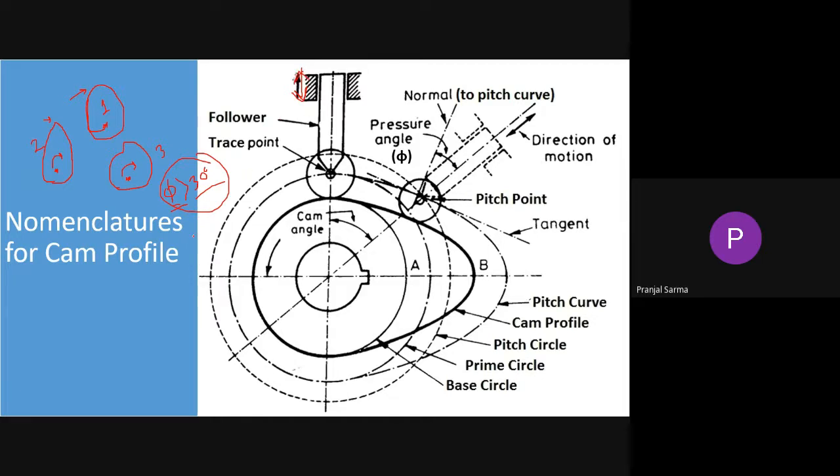Okay, so everything is dependent on this particular phi, that is the pressure angle that we are talking about. That's why we want to keep it as minimum as possible within the limit. There is a maximum permissible limit, and we want to keep it within the limit and as minimum as possible. We don't want to increase it. Okay, understood?